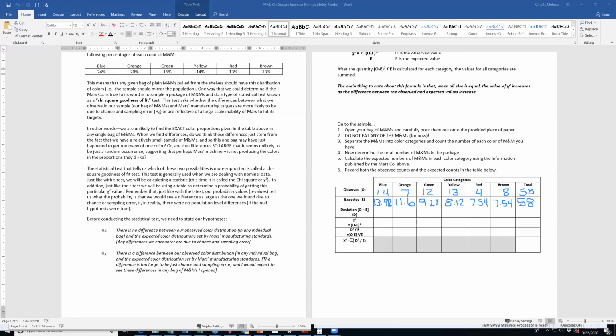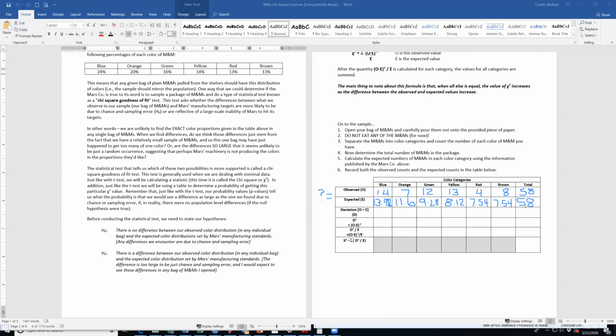The next step is we are trying to figure out what we're getting to with this chi-square statistic: were these two things equal to each other? Is what I observed equal to what I expected? Did I observe what I was expecting? To figure that out, we have to figure out how far off what I observed is from what I expected.